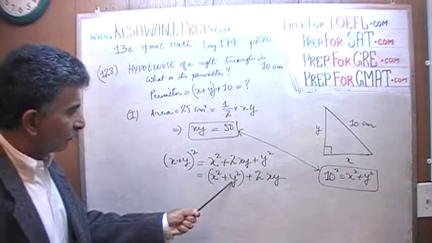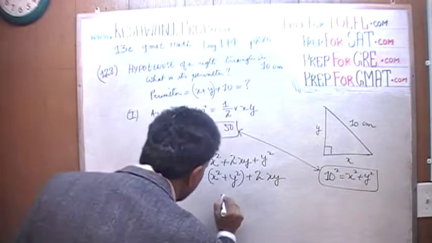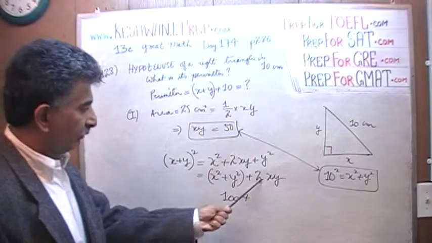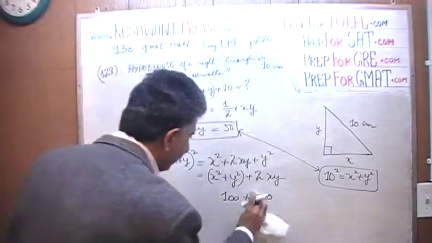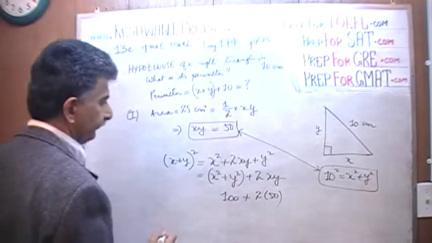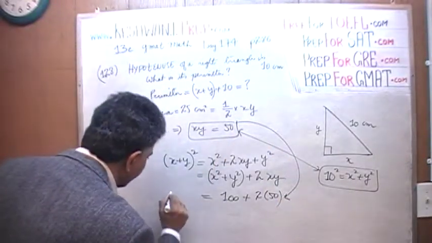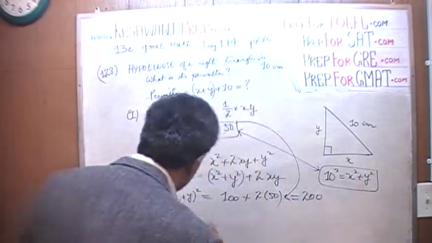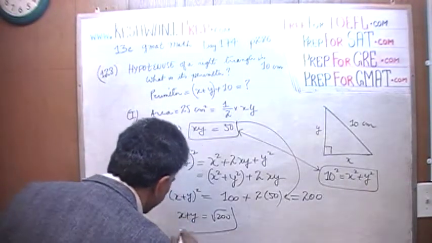Well, x squared plus y squared, we know what that is. That's 100 right here. X squared plus y squared is 10 squared, which is 100. And we know what x times y is. X times y is 50. 50 times 2 will be 100. Or if you like, we can put it down as 2 times 50 so we can see it. 2 times 50, which comes straight from here. And that's our x plus y whole squared, which comes out to be 200. And therefore, x plus y must be the square root of 200.